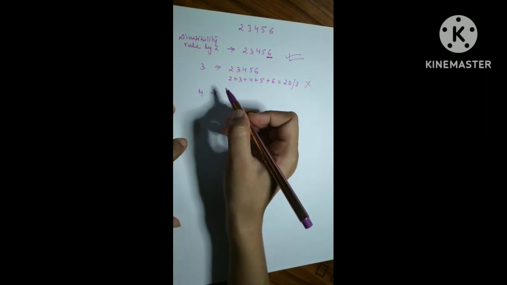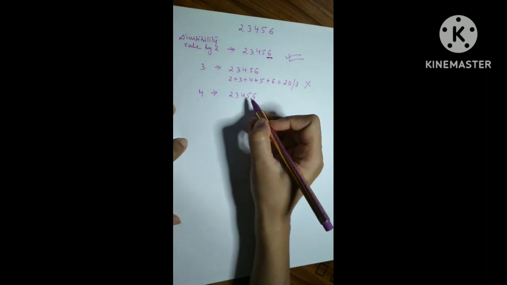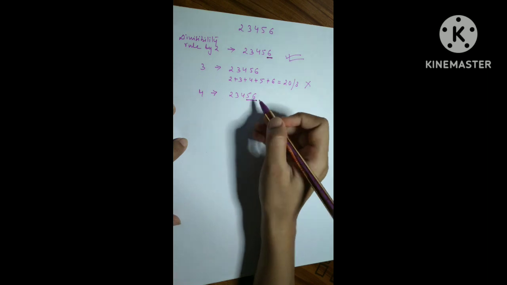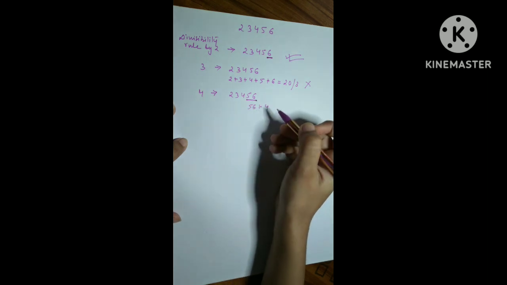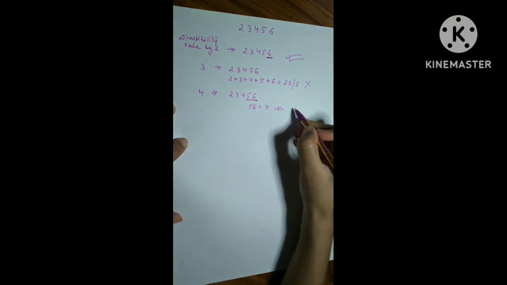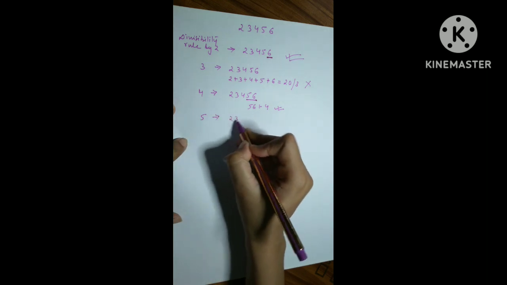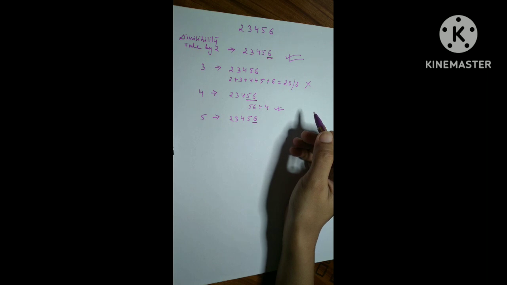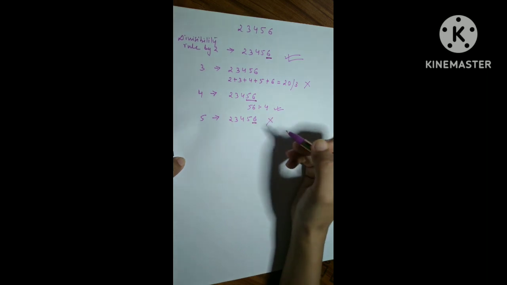Divisibility rule of 4 says that the last two digits should be divisible by 4. So is 56 getting divided by 4? Yes. So this number will be divided by 4. 5. So it isn't 0 or 5. So no.